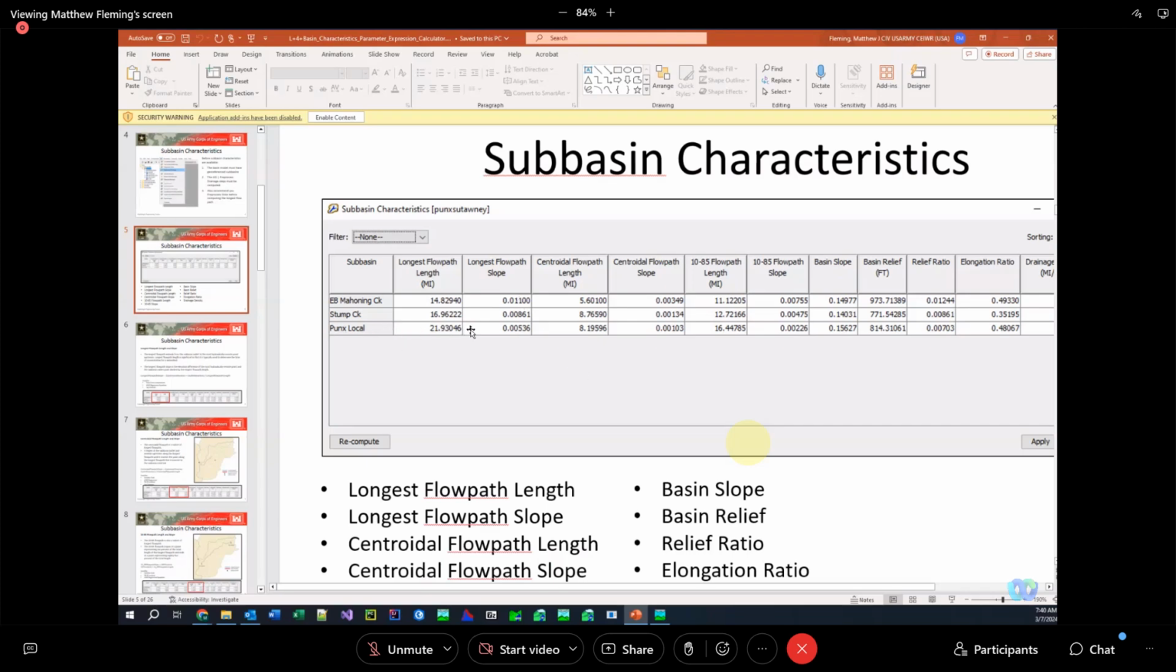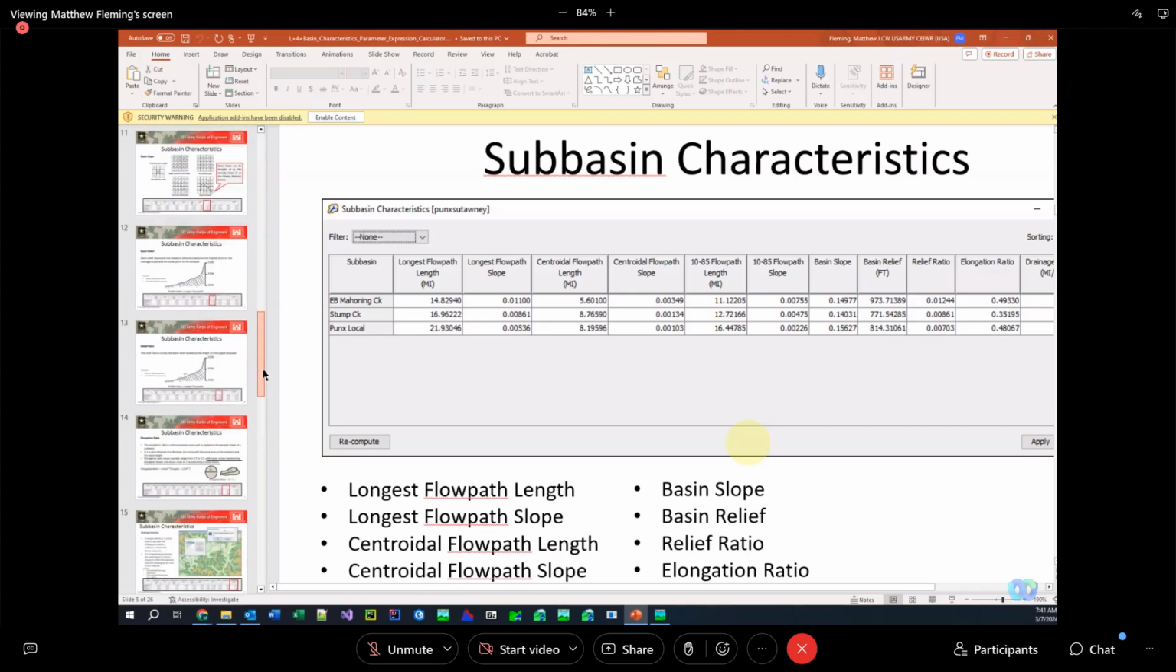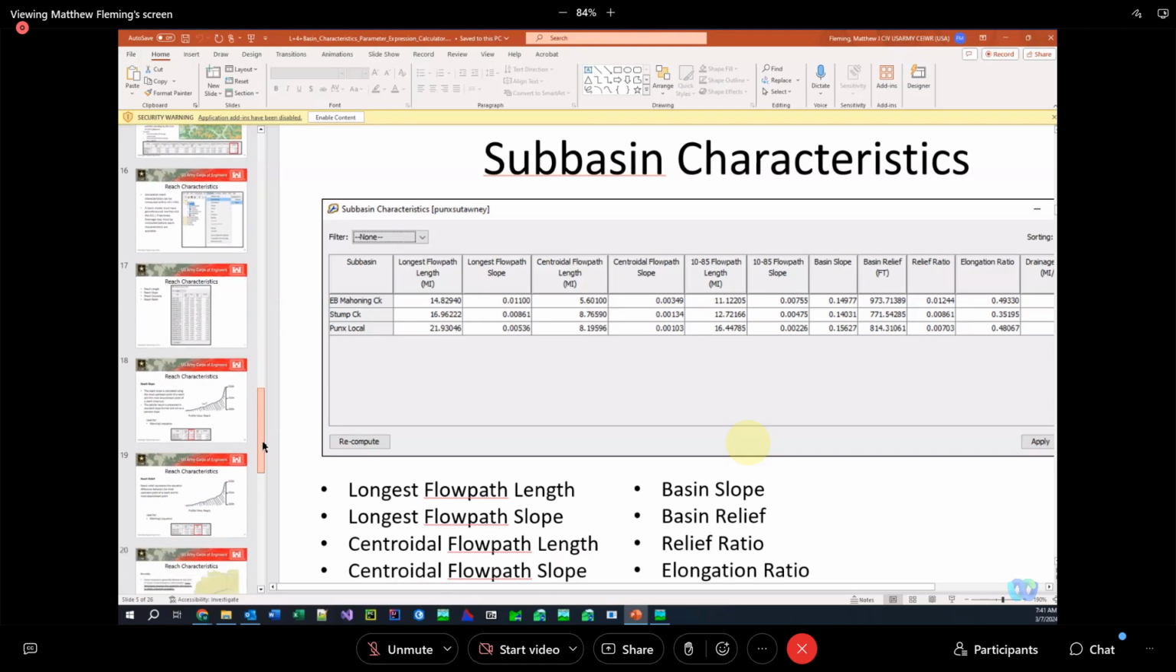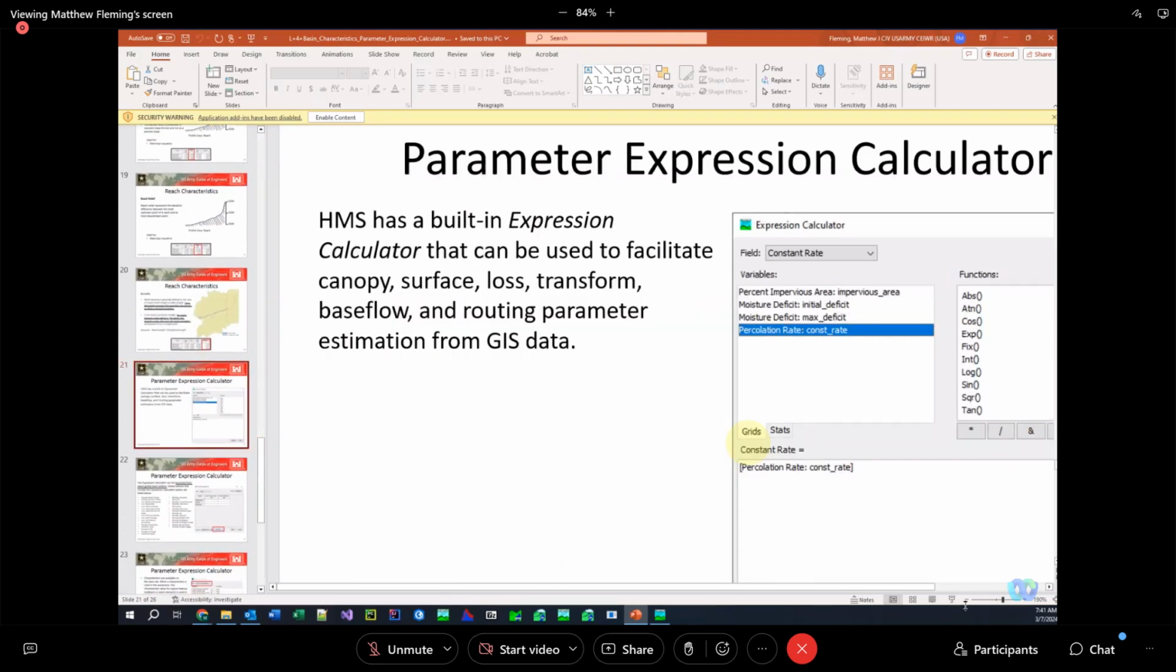So these characteristics, just like Lincoln was sharing with us, help us identify HMS model parameters. And that's what we're going to transition into next: these physical characteristics can be used with our parameter calculator. Let's see if I can find it. Might be at the bottom. There we go. The parameter expression calculator.